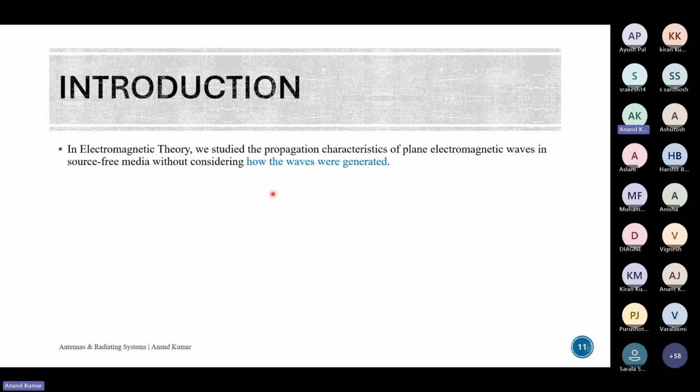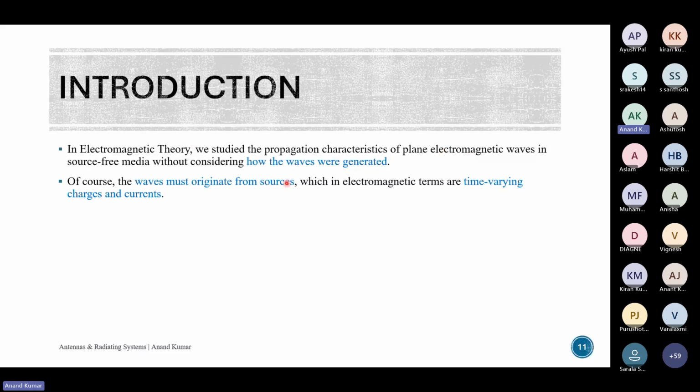I'm hoping everybody has done an electromagnetic theory class before this, because we won't be going into electromagnetic theory. We'll just borrow equations from there and use them. In electromagnetic theory, we basically study the propagation characteristics of plane waves in source-free media, so we do not bother how the waves were generated. But in this course, we will focus on how the waves are generated, which is basically antennas.